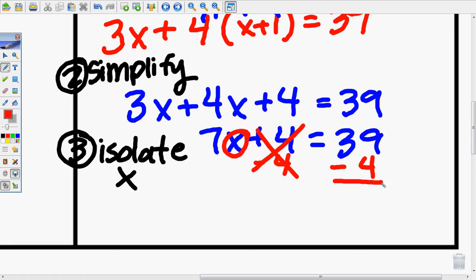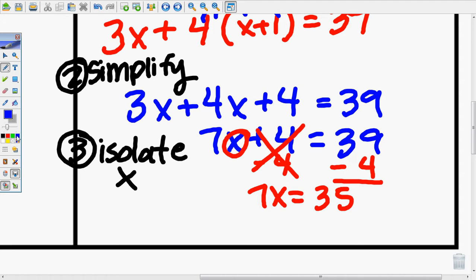So I'm left with 7x equals 35. So x is 5. I'm now at the vault. So now I've got to break through the code. How do I get rid of the 7 times x? I divide. x is 5.